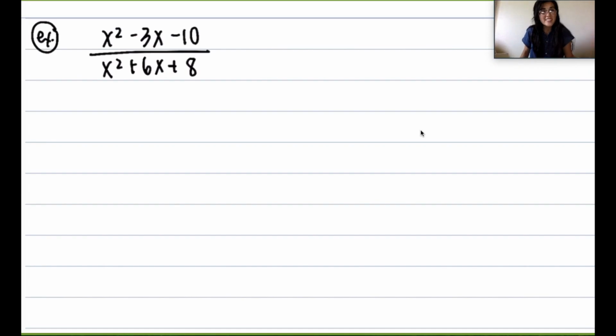All right, here is our next problem to simplify. What you'll notice here is that you have 2 quadratics. And at this point, we are pros at working with quadratics. So like I said earlier, what you want to do is factor everything. So factor these 2 quadratics here.